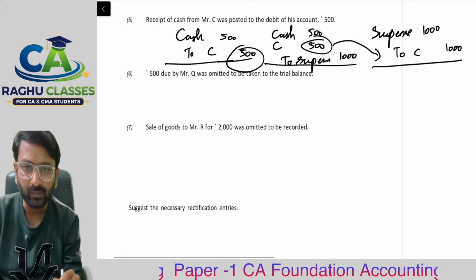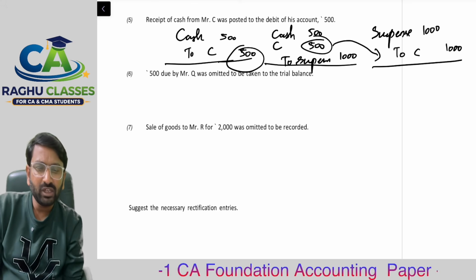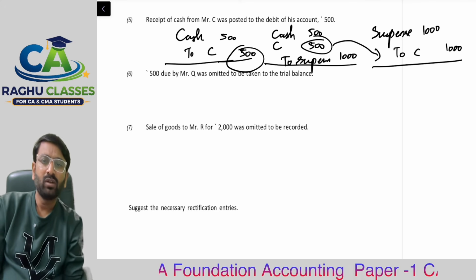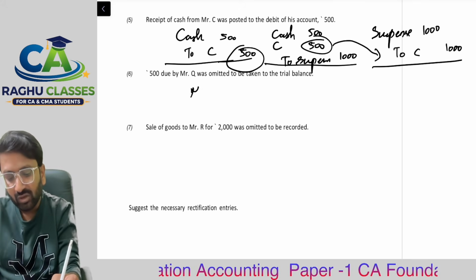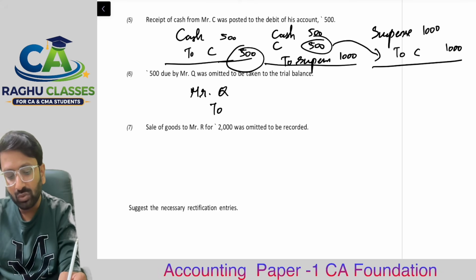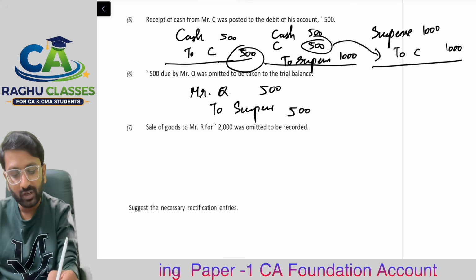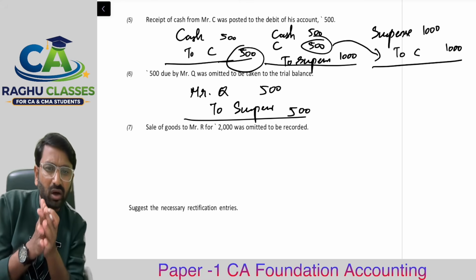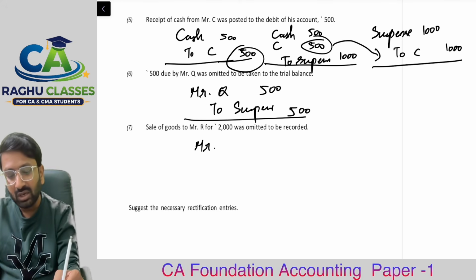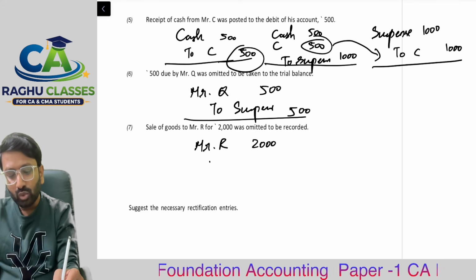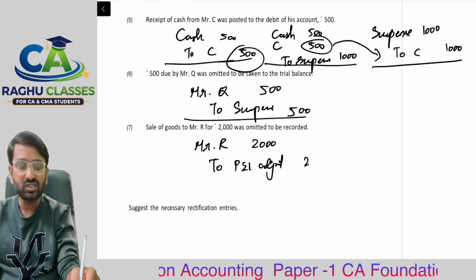Clear? Next one. 500 rupees due by Mr. Q was omitted to be taken to the trial balance. Okay. So due by Mr. Q, can I say Q is my debtor? It was omitted. Now I'll record it. So can we simply say Mr. Q account debit to suspense, 500 rupees? Next one. Sale of goods to R 2000 omitted to be recorded, not recorded at all. Now I'm going to record that Mr. R account debit 2000 to sales. Sales is a trading account item, so I'll record in the place of sales P&L adjustment account 2000.